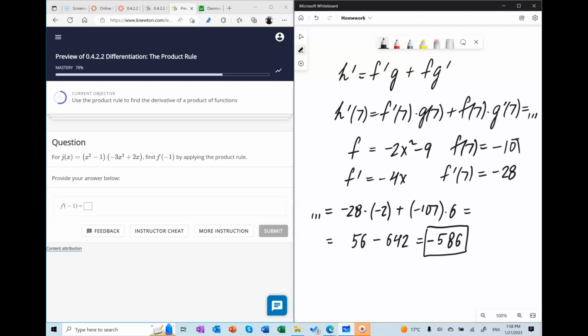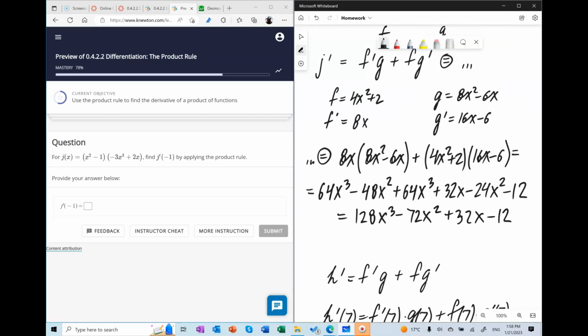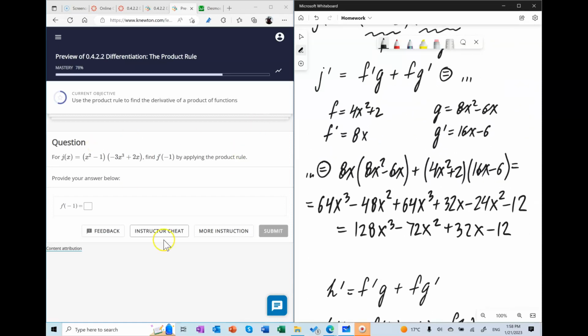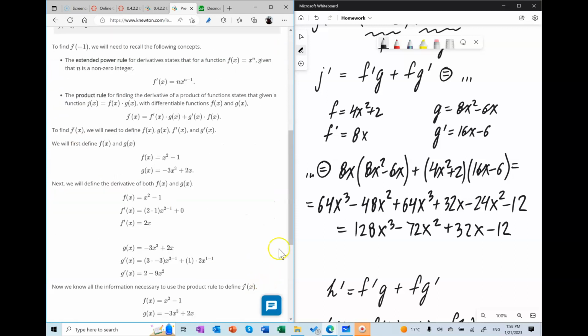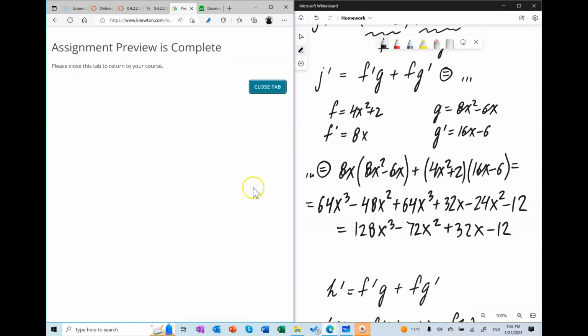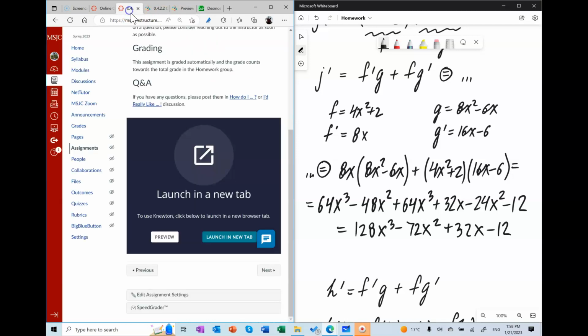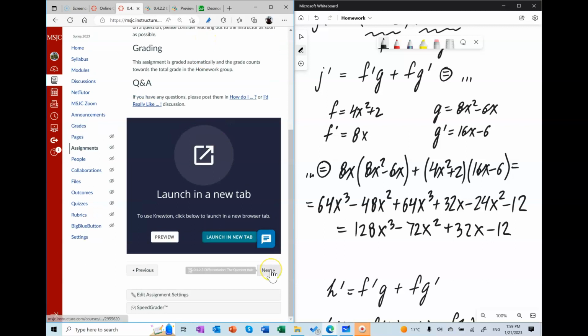So this is another problem that we've seen before, so I'm just going to show you an example here. It's very similar, so let me skip this one. And we are done. So we reviewed the product rule. The next rule for us to review is the quotient rule.